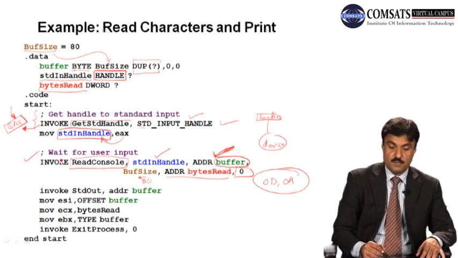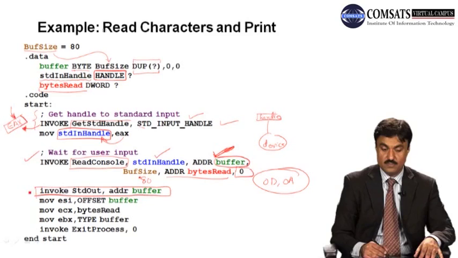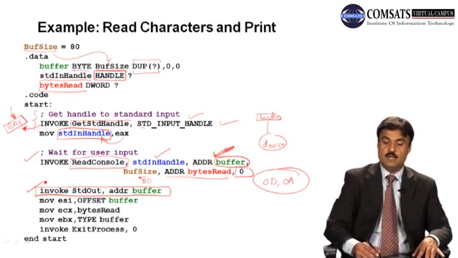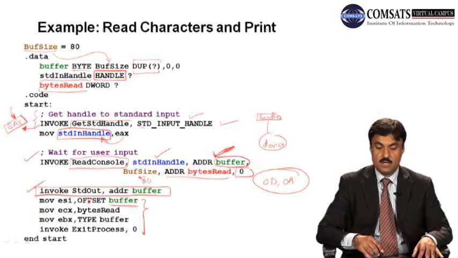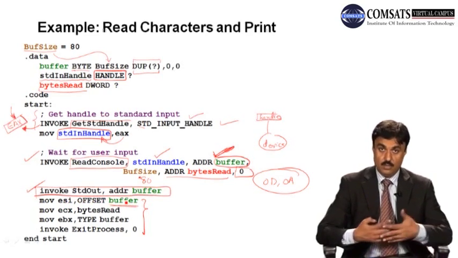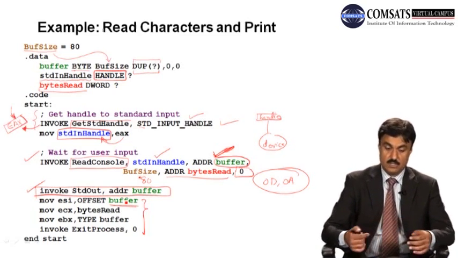So for example, if I want to print what you have typed, as in the previous lectures we have seen, we use invoke std out with the address of this buffer, and you will see whatever you have typed. And if I want to see the other parameters, for example the offset of this buffer, the ESI will hold the starting address of this buffer where the whole stream of characters from the input device has been stored.